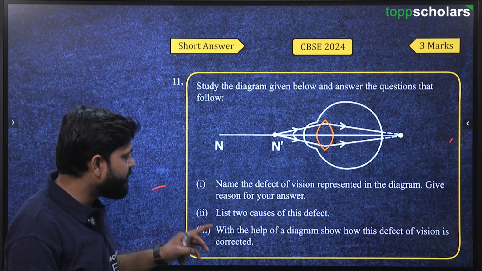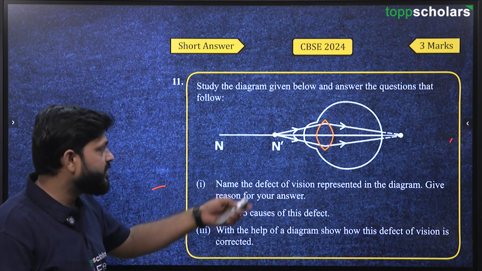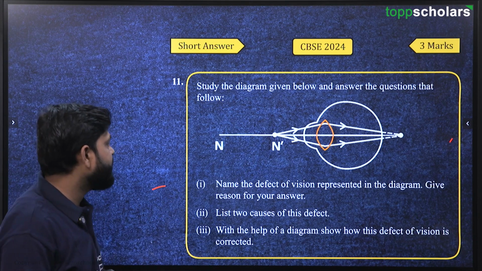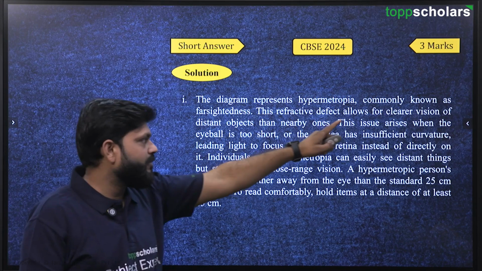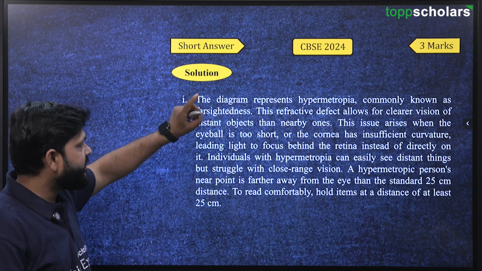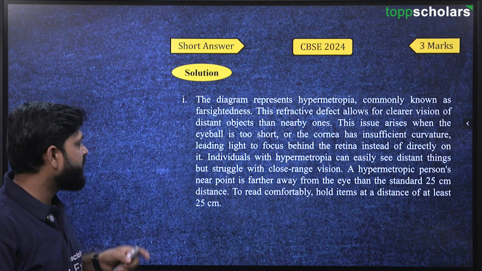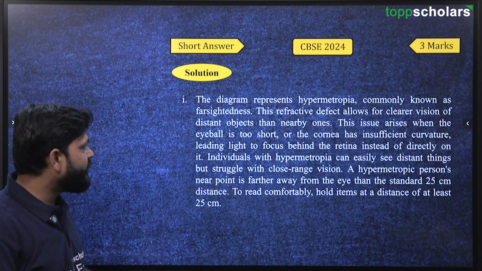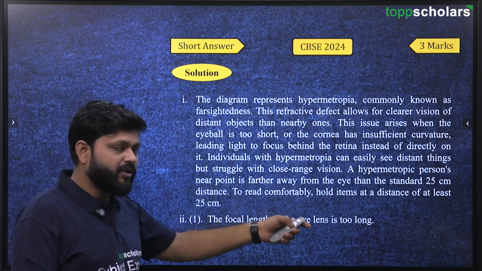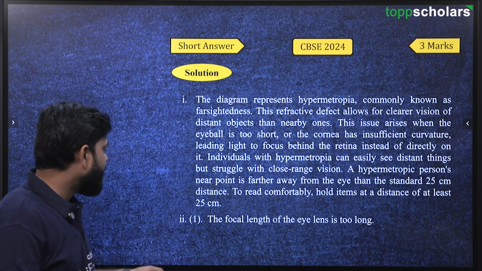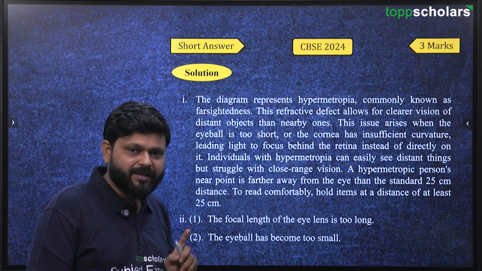With the help of a diagram, show how this defect of vision is corrected. So which kind of lens can we use in this case, that we will see here. The diagram represents hypermetropia, commonly known as farsightedness. This defect allows clear vision of distant objects, right? Now, the next part is which lens we will use to correct it. The focal length of the eye lens is too long. This is the reason, right? And the eyeball has become too small. This is the second part, right?